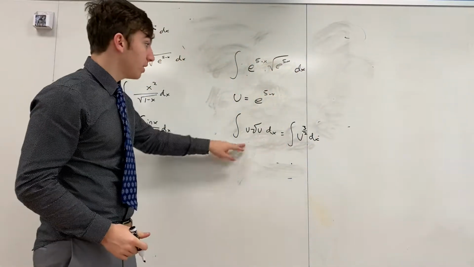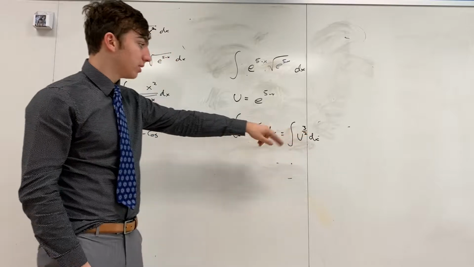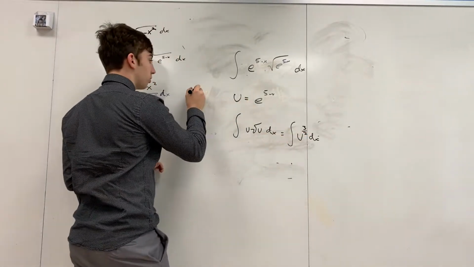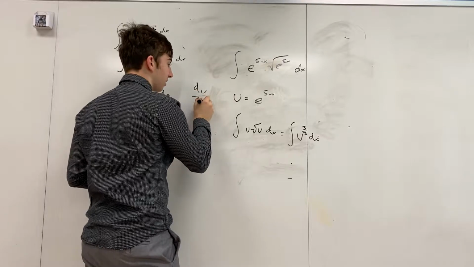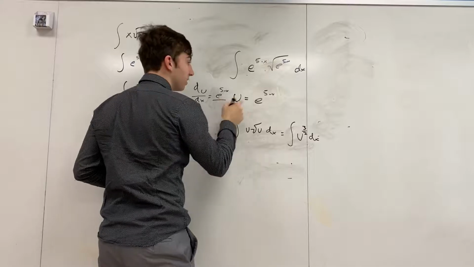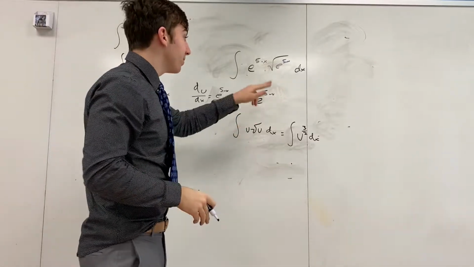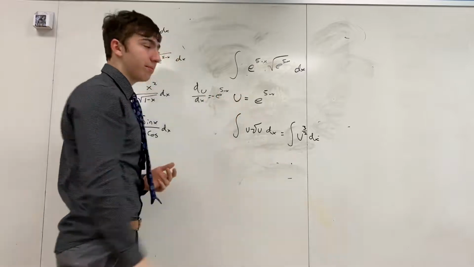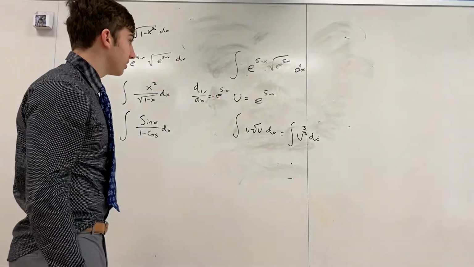Now what we can do is rearrange and have it in terms of du. So we have du over dx equals e to the 5 minus x divided by, remember we need to divide by the derivative of the top, and that's going to be minus 1, over minus 1, and that's just minus e to the power 5 minus x.